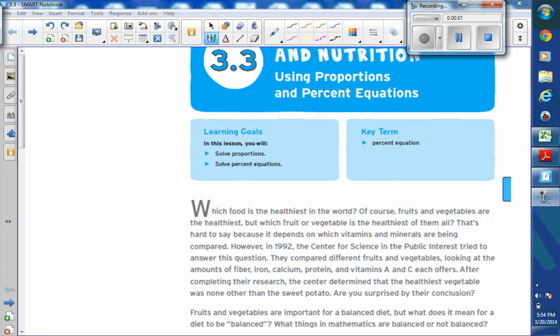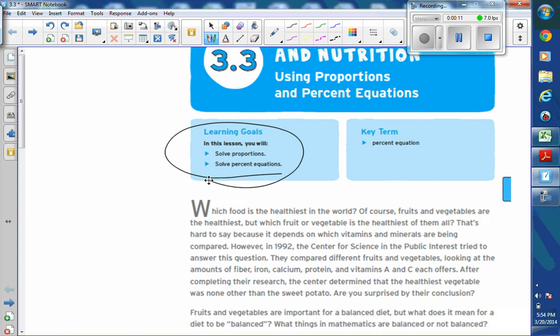Today's lesson is 3.3 about nutrition using proportions and percent equations. Your learning goals are to solve proportions, and you're going to solve these percent equations. Okay, so your key term is percent equation. We're going to learn that today. So read through with me.